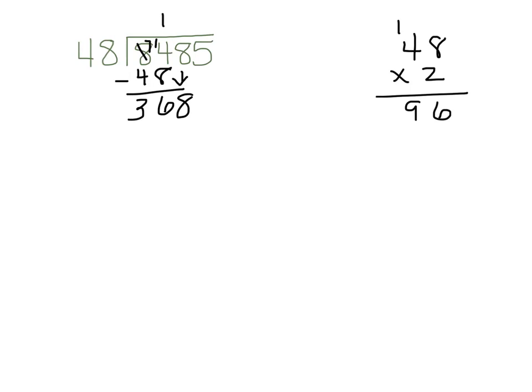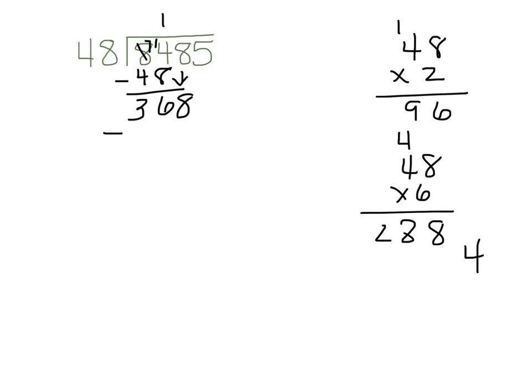Well, the first thing I tried was 48 times 6. 8 times 6 is 48. Carry the 4. 24 plus 4 is 28. So 288 is not going to be enough, or at least I don't think it's close enough yet. Let's try 48 times 7. 8 times 7 is 56. Carry the 5. 7 times 4 is 28 plus 5 is 33. So 336 is closer. I'm going to put my 7 up here.